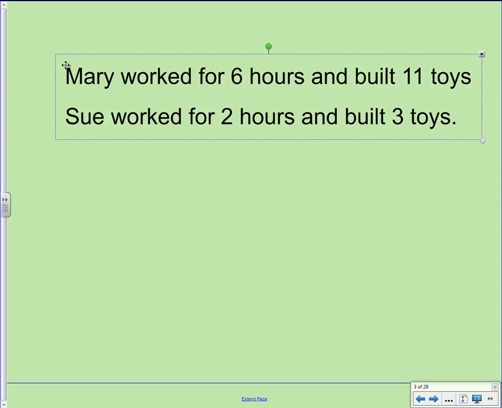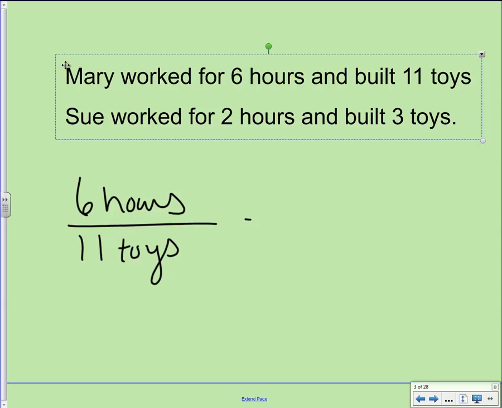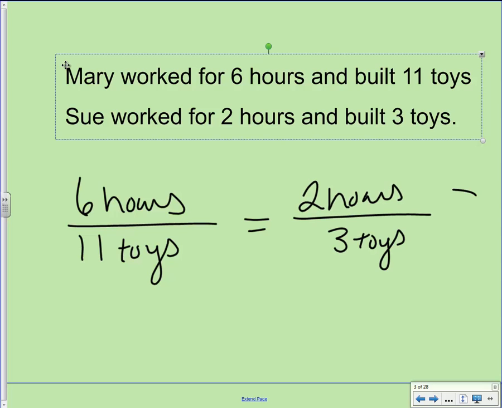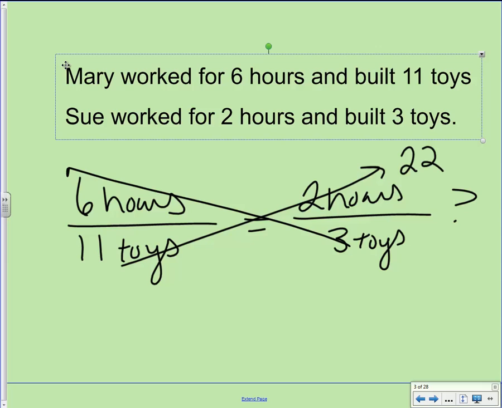If we're talking about Mary, we have 6 hours and we have 11 toys. Is it equal to Sue, who worked 2 hours and built 3 toys? So we're asking ourselves a yes or no question for this one. If we multiply in the diagonals, I get 22, and I multiply in this diagonal, and I get, well, 3 times 6 gives me 18. So are these going to be the same? Are they building at the same rate of speed? 18 is not equal to 22, and so this is a no.